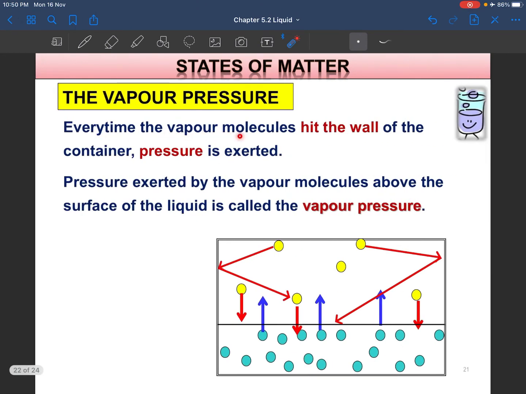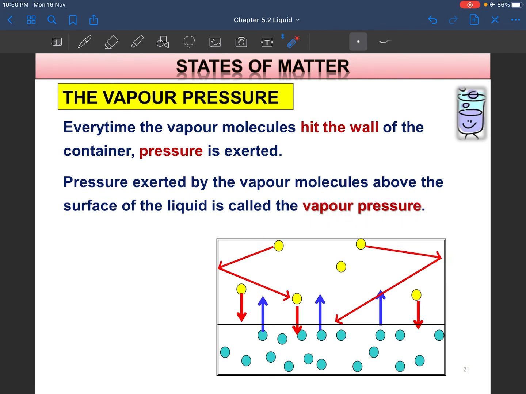Okay, so every time the vapor molecule hit the wall of the container, pressure is exerted. Ini kita belajar awal-awal itulah. Every time liquid molecule hit the wall of the container, pressure terhasil. Pressure exerted by the vapor molecule above the surface of the liquid is called vapor pressure. So saya ulang balik yang ni. Bila vapor molecule hit the wall of the container, pressure akan terhasil, dan pressure yang terhasil tu kita panggil vapor pressure.